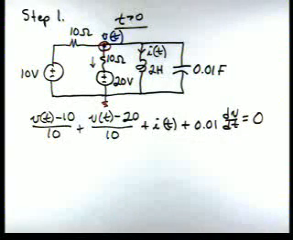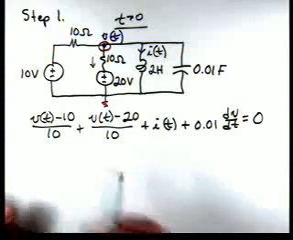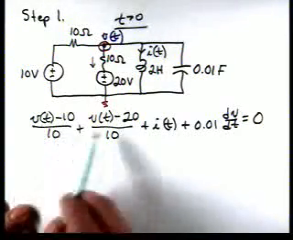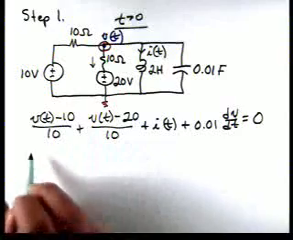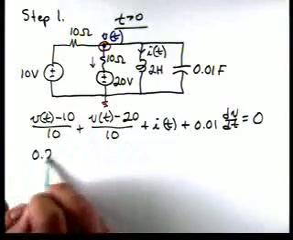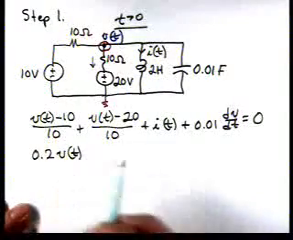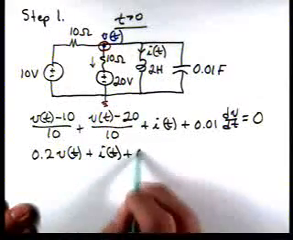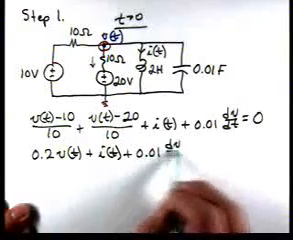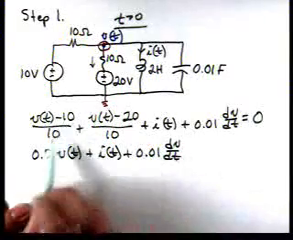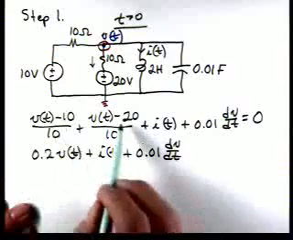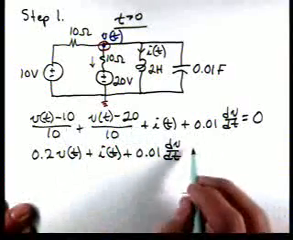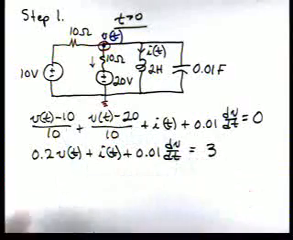Now, let's collect up some terms. We'll have a couple of 0.1 V of t, so we get 0.2 V of t plus I of t plus 0.01 dV dt. Now, minus 10 over 10 is minus 1, and minus 20 over 10 is minus 2, and we move those over to the right hand side. That becomes 3.